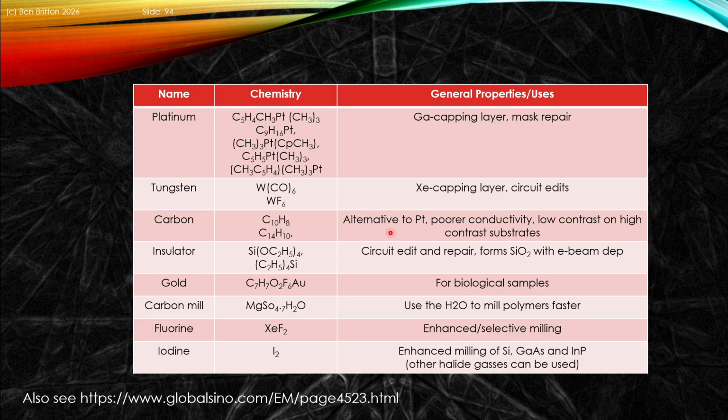Carbon can be very useful as an alternative to platinum, but it has a poorer conductivity and relatively low contrast on high contrast substrates. Insulators, we can do circuit edits and form silicon oxide and amorphous silicon oxide if you do it nicely. You can also deposit gold with a different structure. You can do a carbon milling based process to use the water base to mill the polymers faster. And you can have halide based systems as indicated to get selected milling. If you're interested, there's a very good list of different ones as presented on this website here.